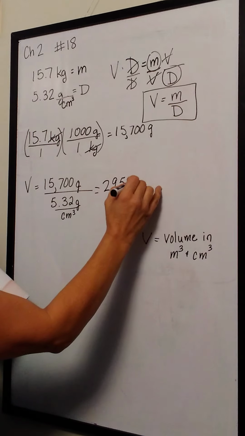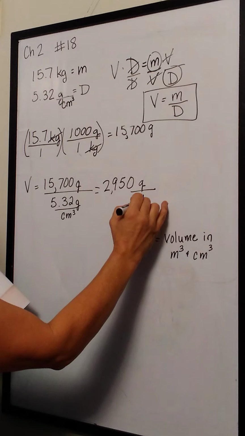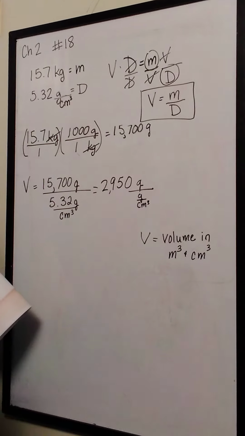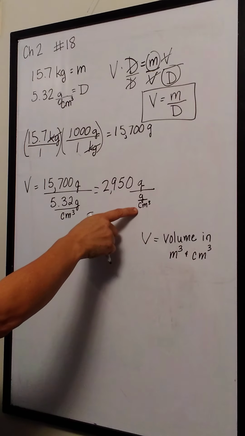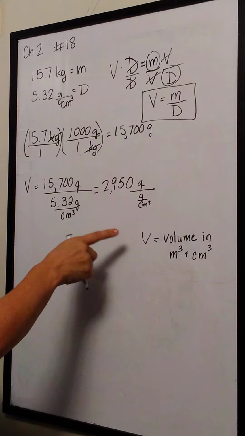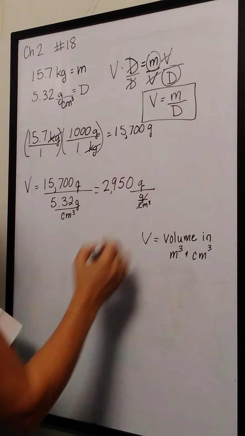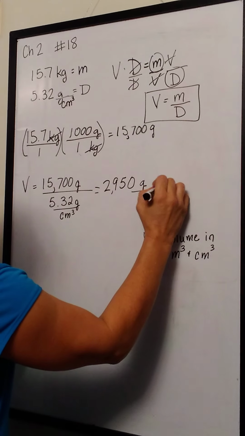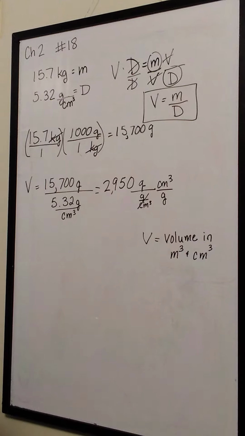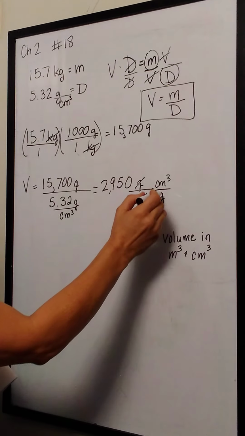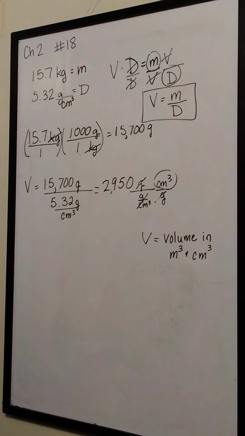And then the units is kind of funny. It's grams over cubic centimeters. But if you just consider this and remember that dividing by a fraction is the same as multiplying by the reciprocal, we can instead flip that over and write centimeters cubed over grams. And here we have our grams that we can cancel, and our answer is in cubic centimeters.